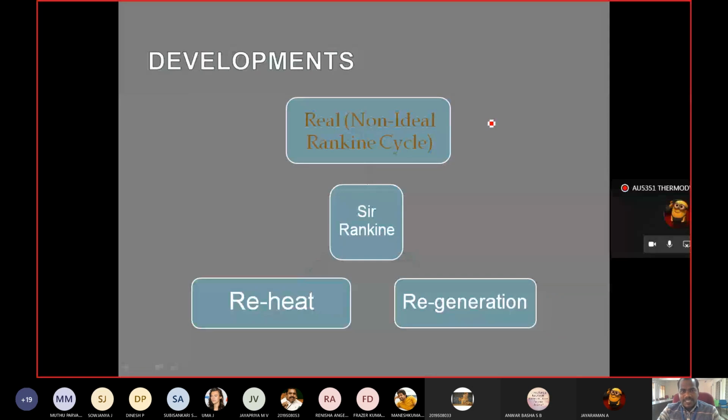So we have to avoid that to get the optimum pump work. We have some demerits in the Rankine cycle. To rectify that, we have the improvements proposed by Sir Rankine; Rankine is the name of the scientist of our Rankine cycle. He proposed these two alternate methods to improve the cycle: the reheat Rankine cycle and the regenerative Rankine cycle, which we discussed earlier. So it is possible to reheat the Rankine cycle, and also possible to regenerate it.